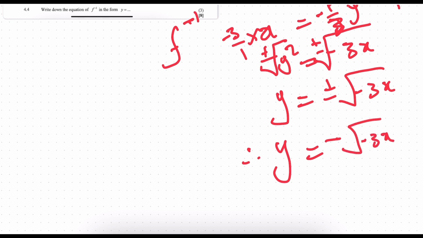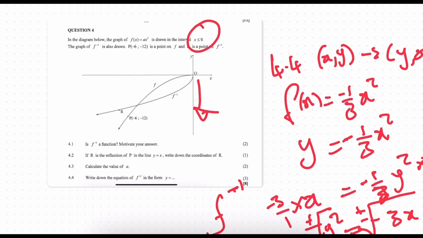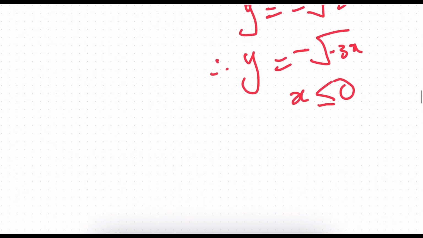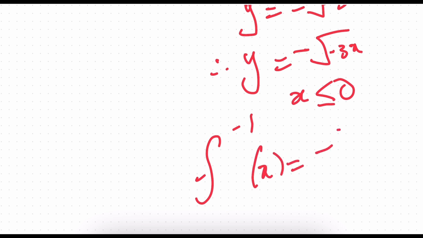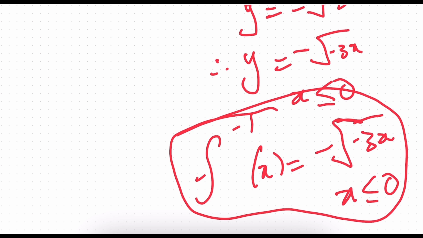But since there's also a negative somewhere, I want to specify that for when x is less than or equal to 0, as they specified here. I think they specified somewhere here, right? Because you want to make sure that your equation is mathematically friendly. By saying mathematically friendly, it means it aligns with mathematical guidelines. So your inverse function will be equal to minus square root of minus 3 for when x is less than or equal to 0. So this is your final answer. This is how I would answer this question.